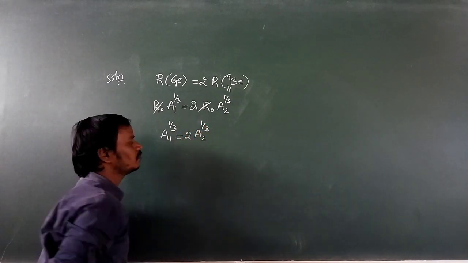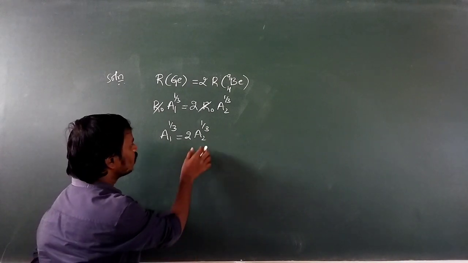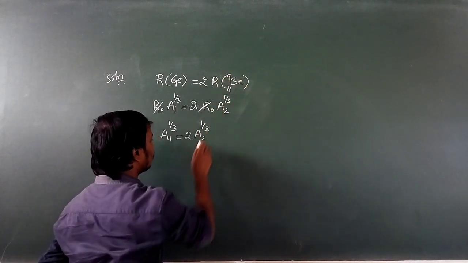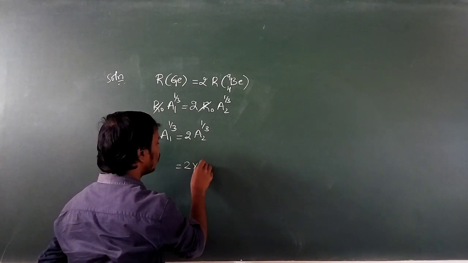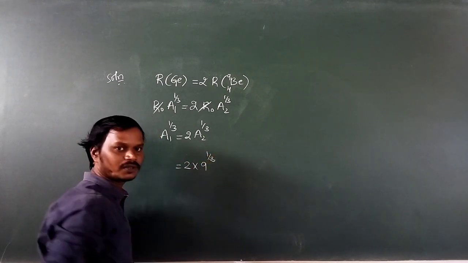2 into A2 raised to 1 by 3. Now see here, what is the mass number of beryllium? That is 9. Then 2 into 9 to the power of 1 by 3.